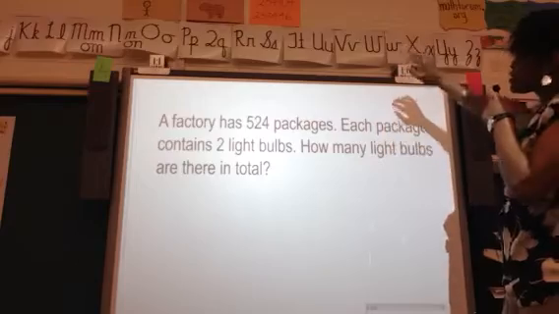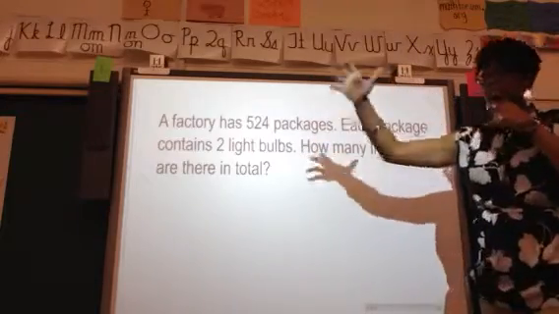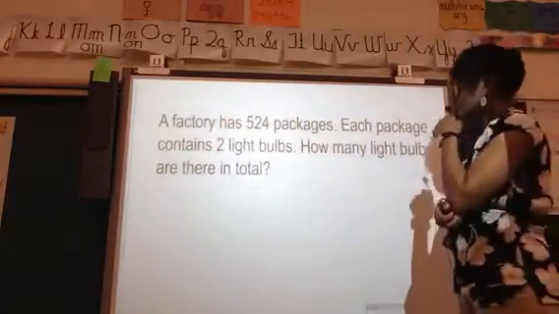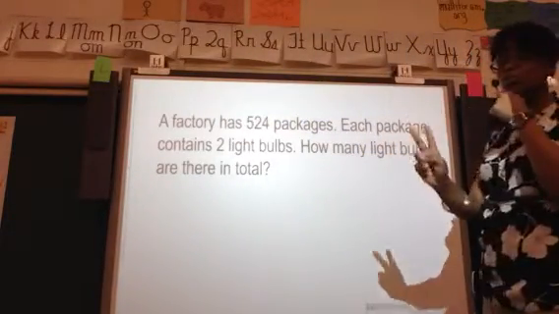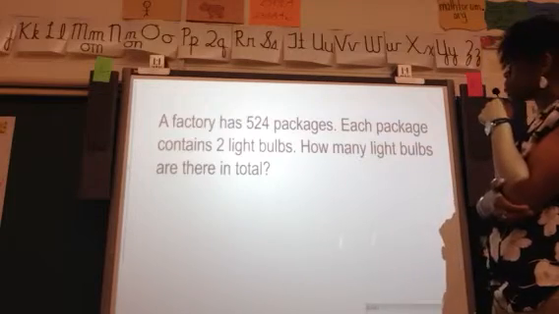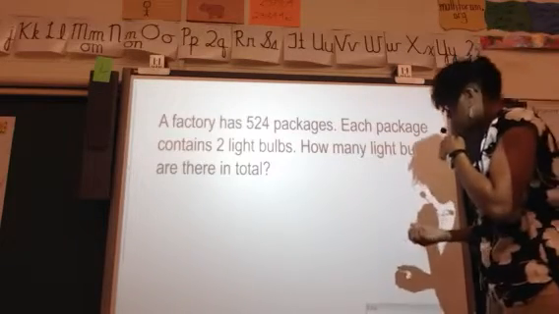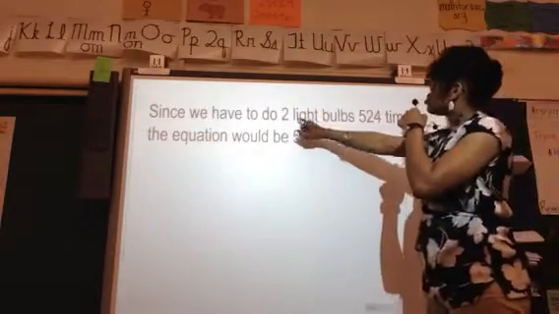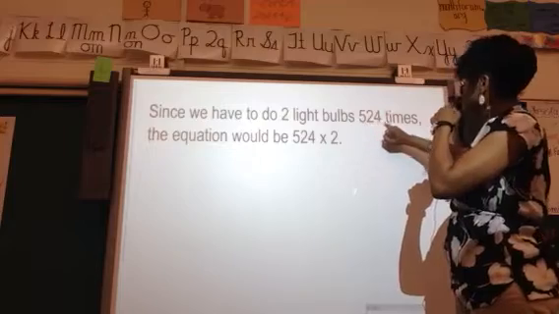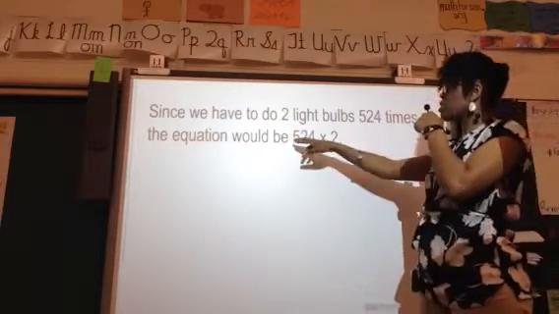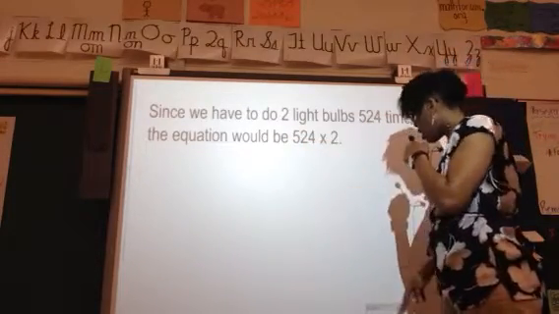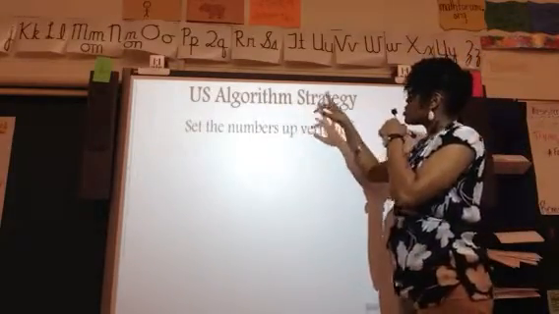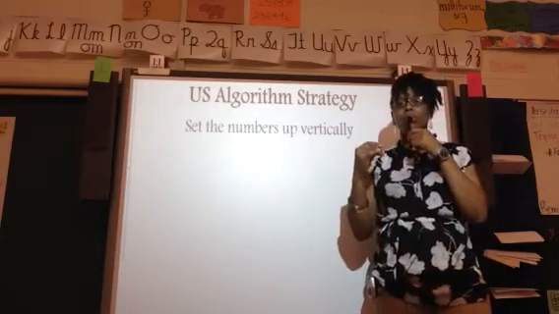A factory has 524 packages, so that's a lot of packages. So picture 524 packages all around you. Each package contains 2 light bulbs. How many light bulbs are there in total? So first of all, since we have to do 2 light bulbs 524 times, the equation would be 524 times 2. So we're going to use the US algorithm, which is like a quick version of multiplication.